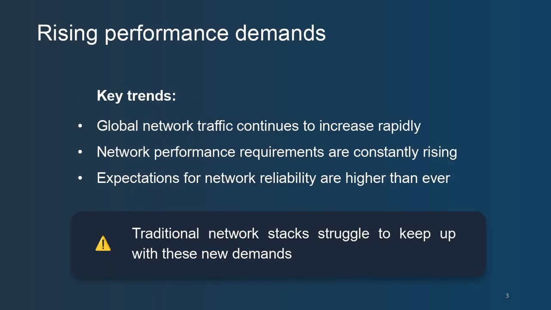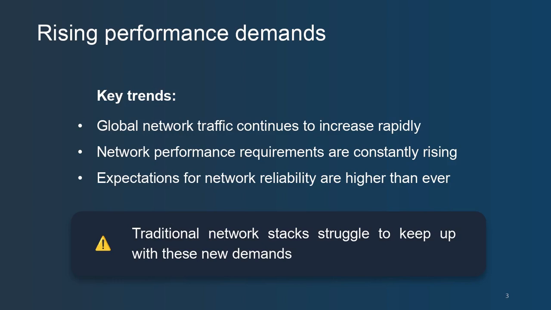First, let's understand why we need DPDK and what's happening with network traffic today. First trend, global network traffic is increasing rapidly. Everything, video streaming, cloud services, 5G networks, generates exponentially more data every year. Second trend, network performance requirements are constantly rising. We need not just more bandwidth, but also lower latency and higher throughput for real-time applications. Third trend, expectations for network reliability are higher than ever. Downtime costs millions, so we need five-nines availability.